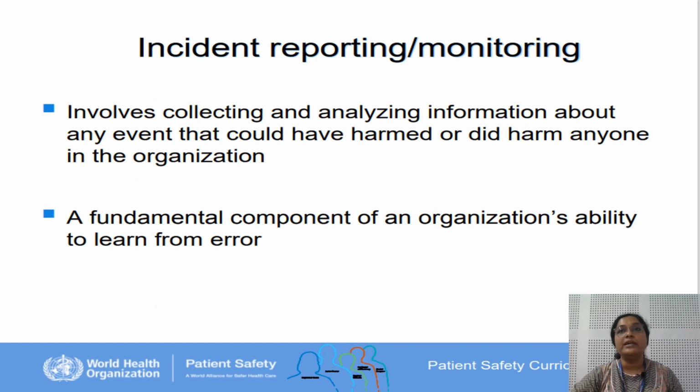Now, after looking at errors, the classification of errors with several examples, and what predisposes us to errors, we now come to study what should happen when errors occur. The way in which we can learn from errors is through the process of incident reporting and monitoring. This involves collecting and analyzing relevant information about any event that could have or actually did harm someone. It is a systematic method of obtaining all the information we need in order to understand and learn from errors. It is a fundamental component of any high reliability organization or HRO that we learned about previously.